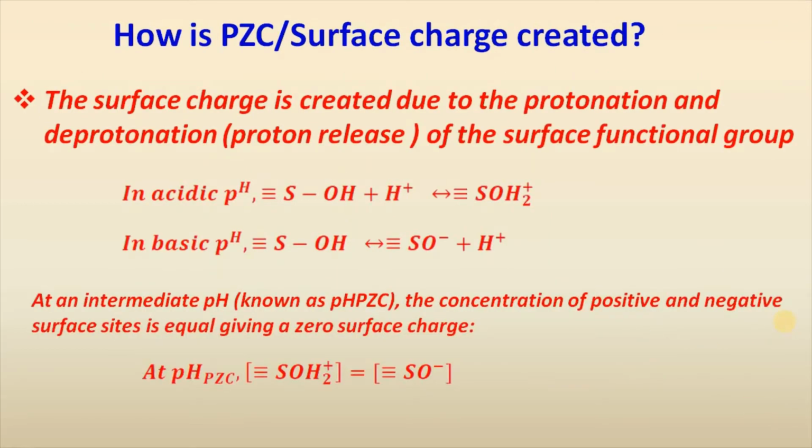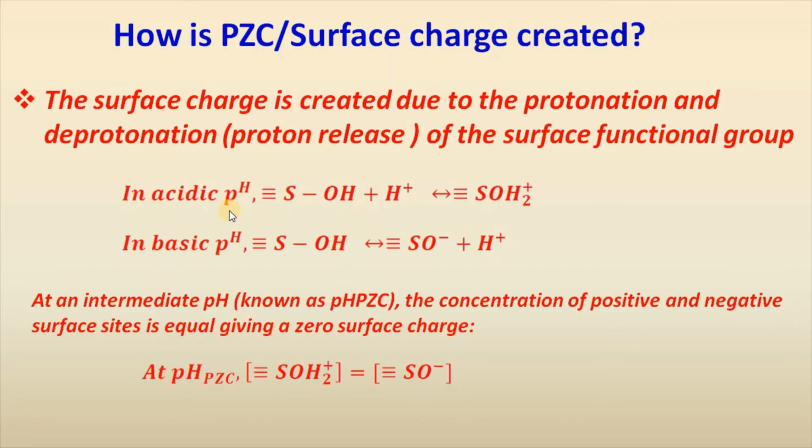Well, how is point of zero charge or surface charge created on the surface? There are several ways for the creation of point of zero charge on the surface. The first one is the surface charge is created due to the protonation and deprotonation of surface functional group.